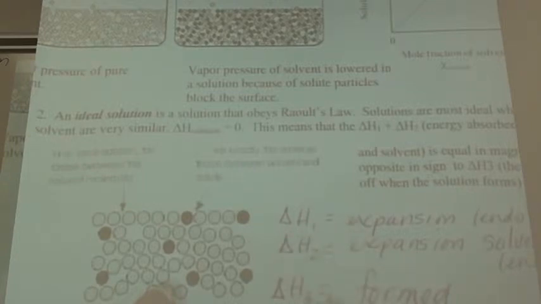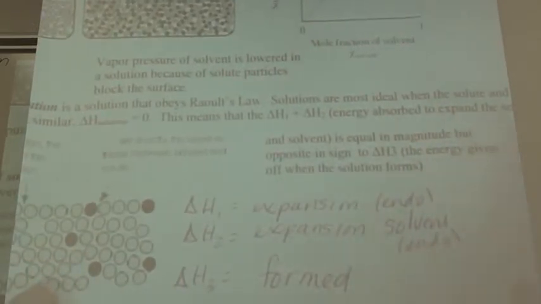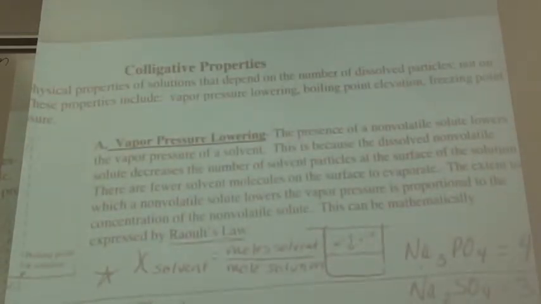An ideal solution is one where the delta H of solution, that would be the sum of delta H1, delta H2, and delta H3, is close to 0. When delta H of solution is close to 0, that means that the solute and the solvent are very similar, that like equals like kind of thing.